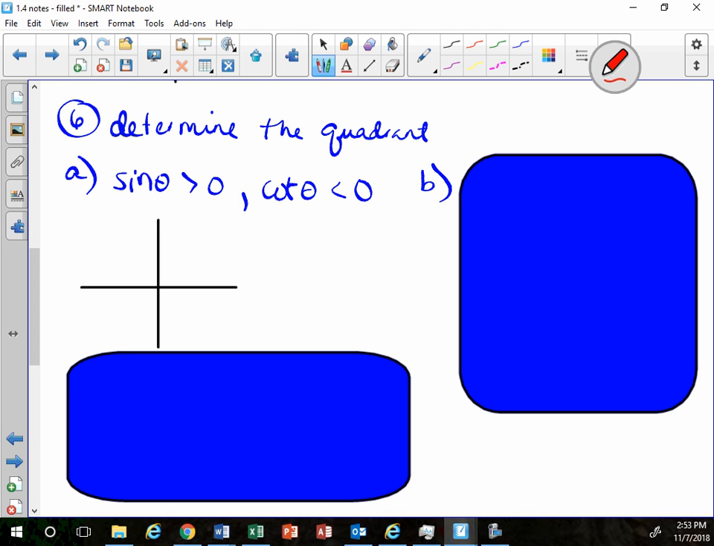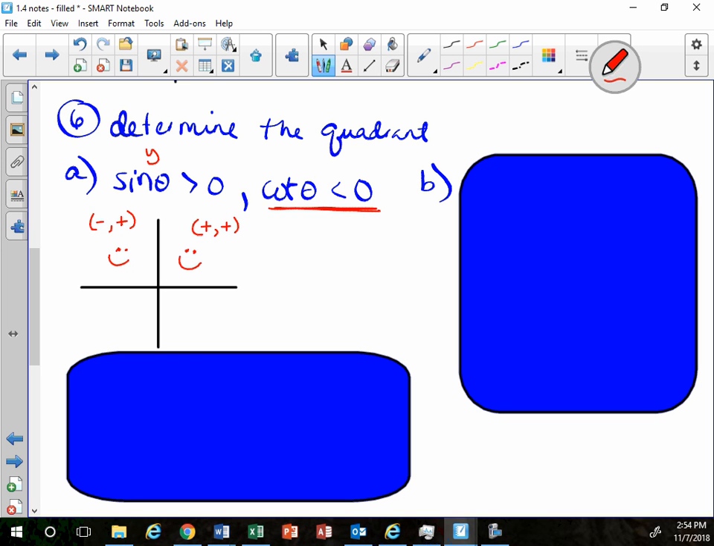Sine is opposite over hypotenuse, right? Is the opposite part of these triangles the x or the y? The opposite is going to give you the y value. It's the up or the down, right? So we're thinking about the y values. It says y is greater than 0. Is that up or down? So it's got to be either quadrant 1 or 2. Out of those two, x is positive, y is positive in one; x is negative, y is positive in the other, right?